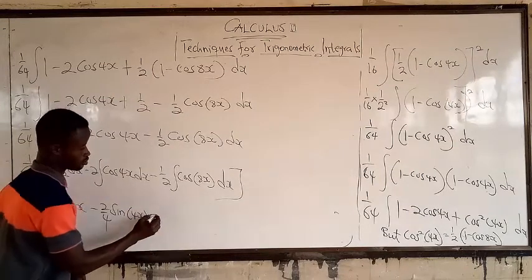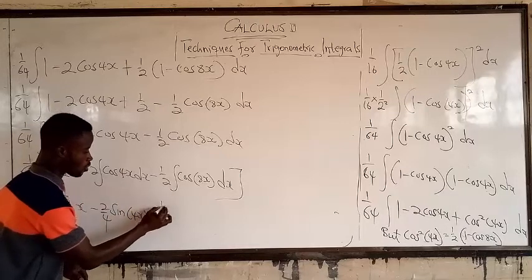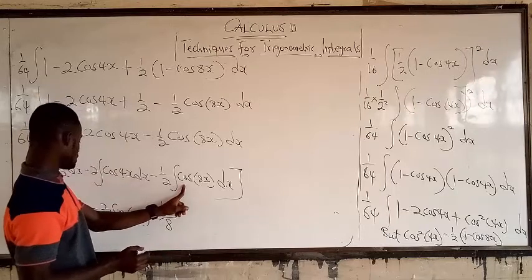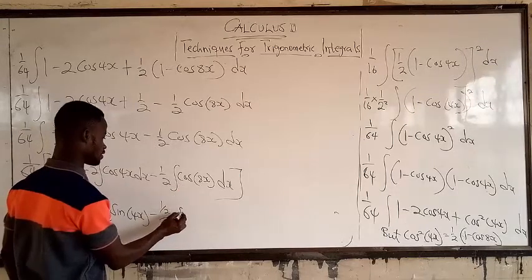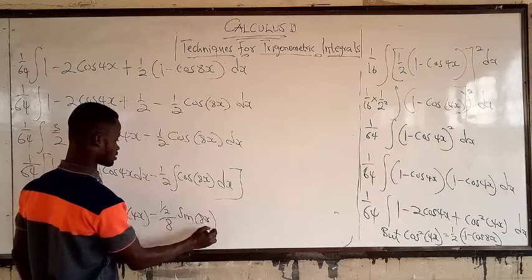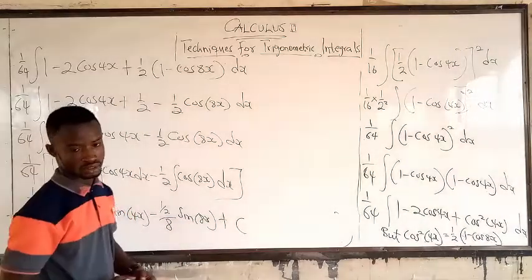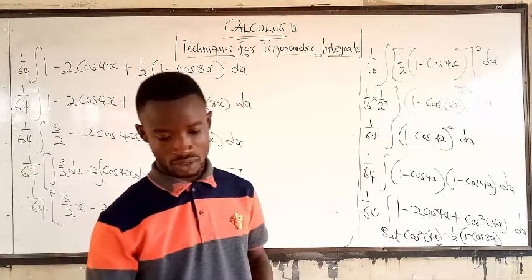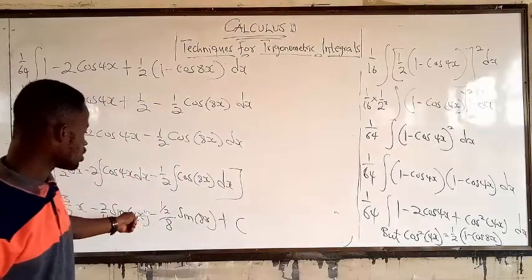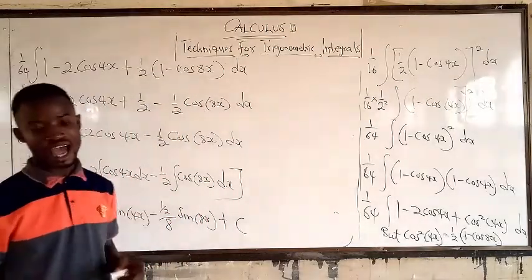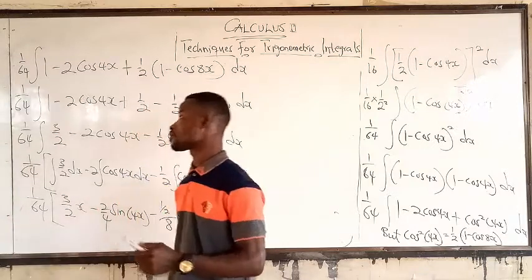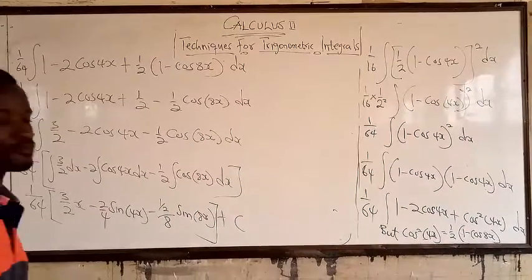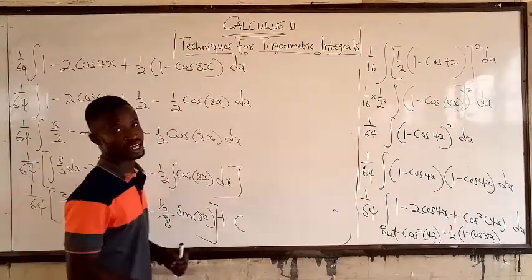Minus, here the same thing: 1 over 2 dividing 8. Integrate cos, you get sin 8x plus c. Alright, very good. So that is going to be our final answer for that.